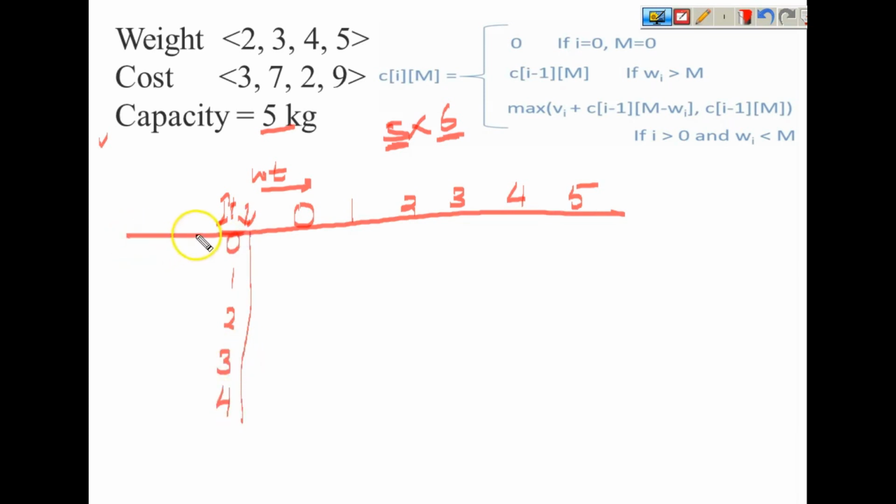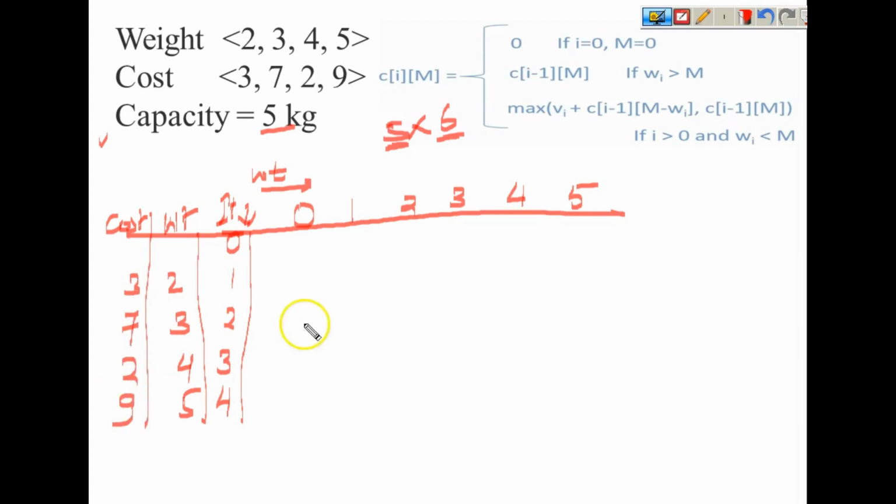Similarly, we can also write the information about the weight and the cost. So this column is for the weight. So item 1 weight is 2, this is 3, this is 4, and this is 5. Similarly, the next column is for the cost of these items. So item 1 cost is 3, this is 7, this is 2, and this is 9.